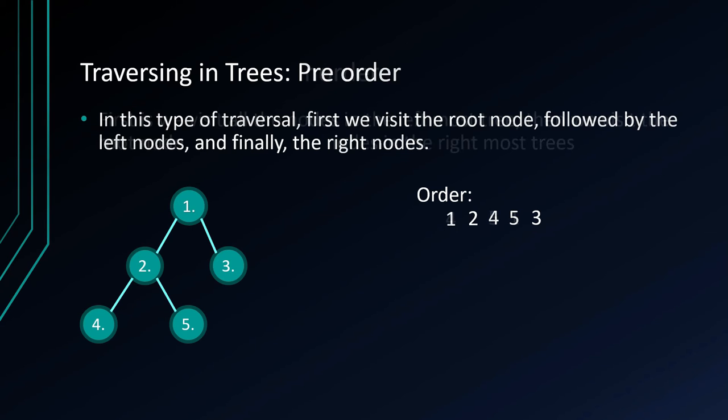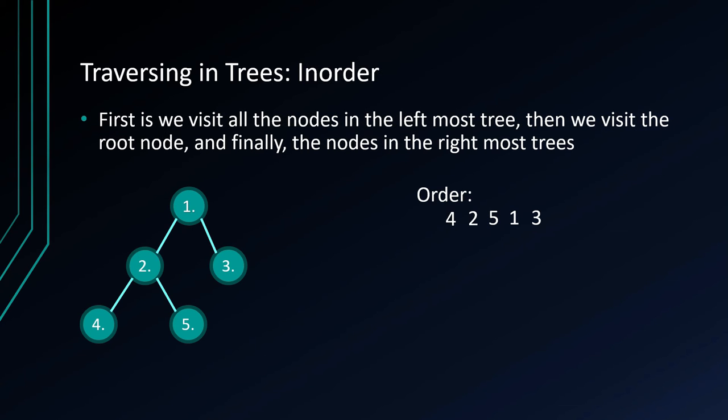Next we have in-order. First we visit all the nodes in the leftmost tree, then we visit the root node, and finally the nodes in the rightmost tree. So in this example of in-order traversing, first we visit all the nodes in the leftmost tree, which starts from the bottom. So we start at 4, and then we visit the root node, so we move on to 2, and then the nodes in the rightmost tree, which is 5.